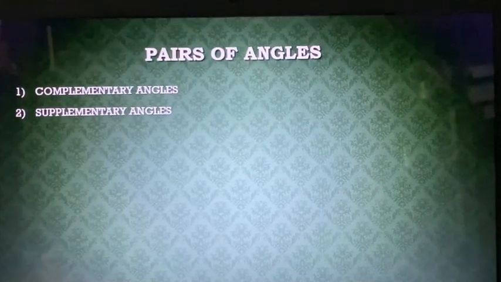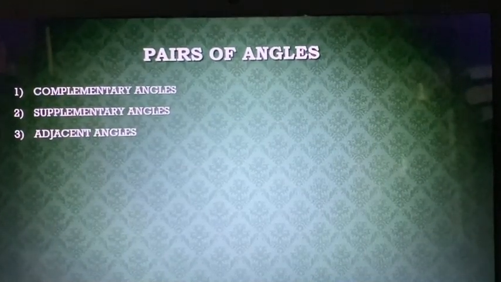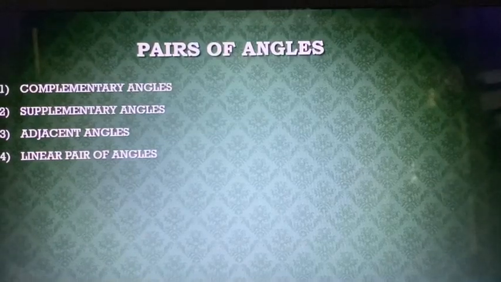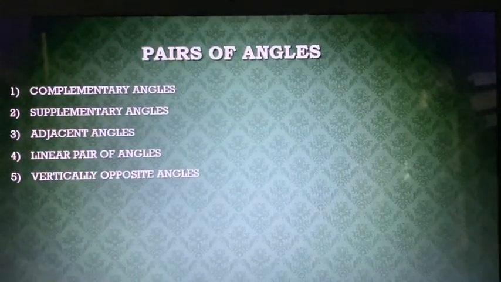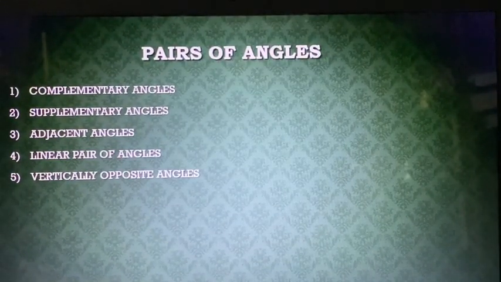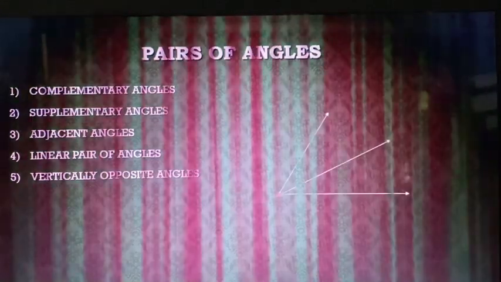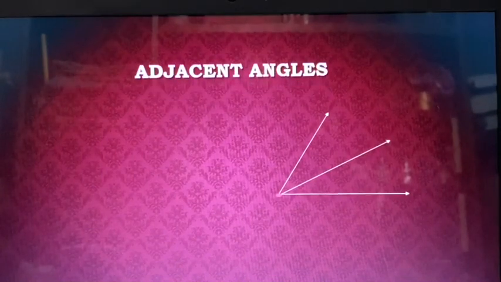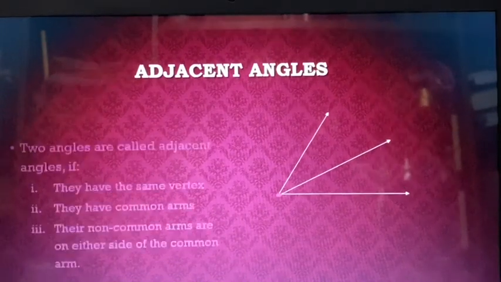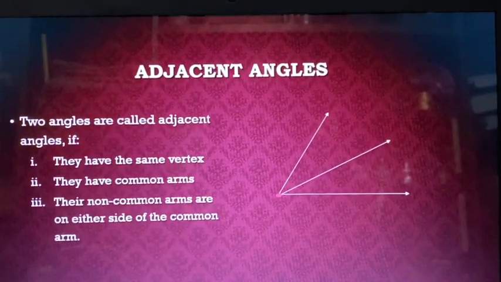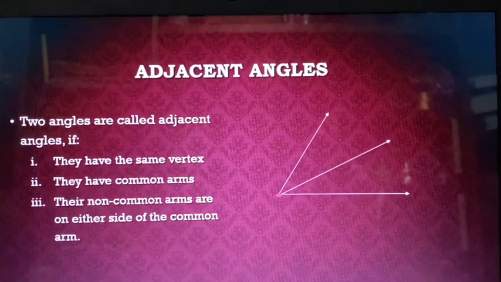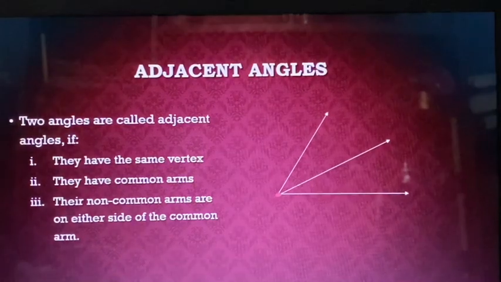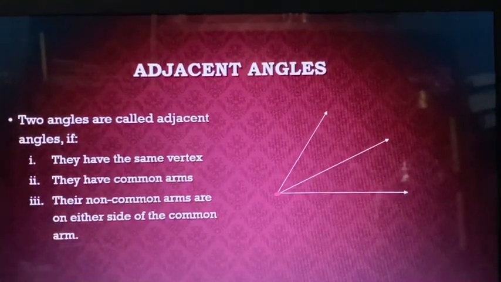That is, adjacent angles, linear pair of angles and vertically opposite angles. So regarding these 3 concepts, we are going to see in detail. To begin with, adjacent angles. 2 angles are called adjacent angles if they have the same vertex, they have a common arm and their non-common arms are on either side of the common arm.